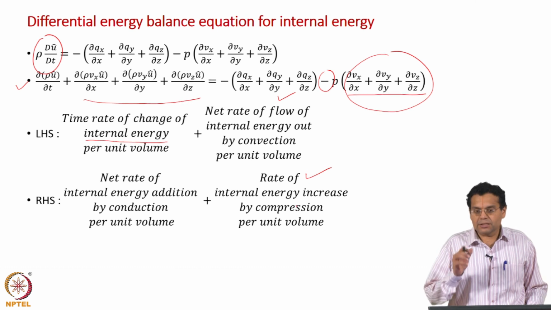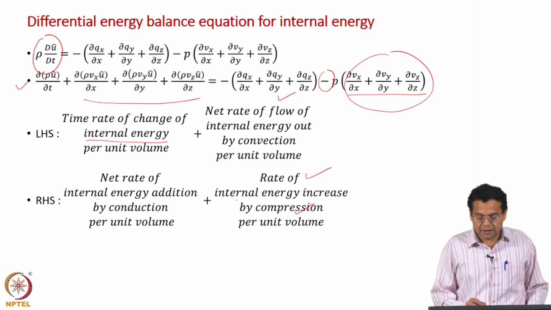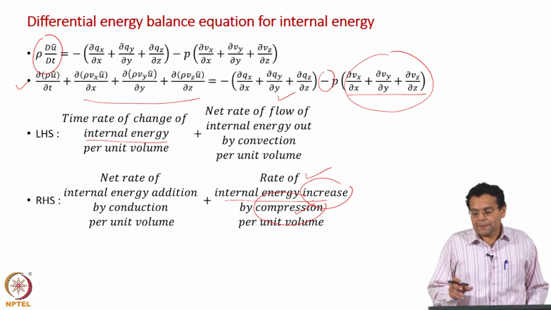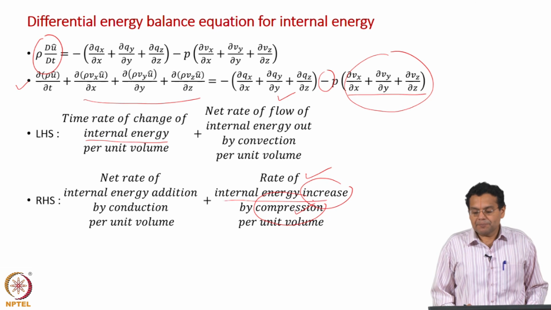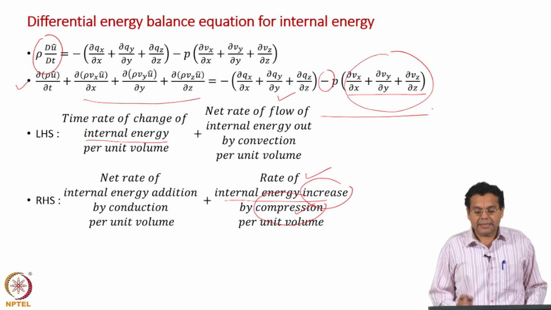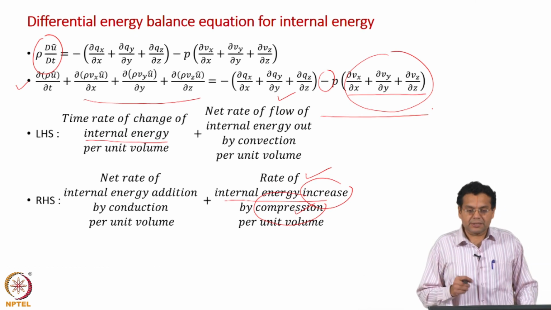When I say there is decrease in volume, it means that we have compression. So, rate of internal energy increase by compression, of course per unit volume. Okay. So, just to repeat, those 3 terms put together represent fractional rate of change of volume, and if there is compression there is decrease in volume, that term is negative. So, the entire term becomes positive, it adds to the internal energy, and that is why this term tells you rate of internal energy increase by compression per unit volume.